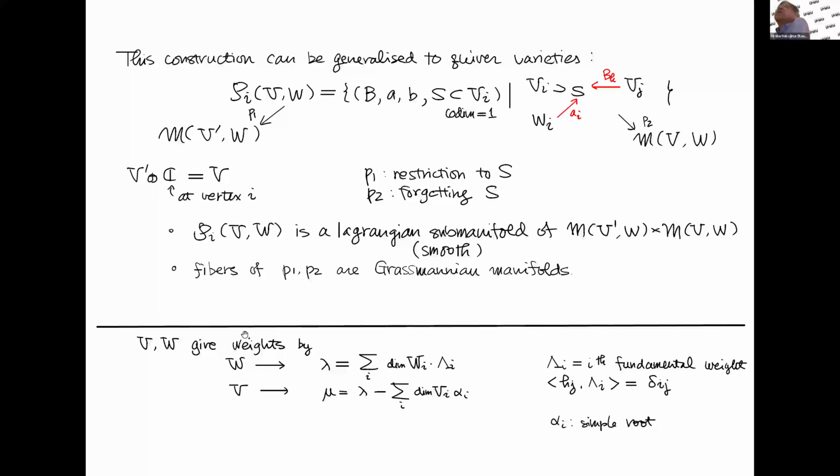Now I prepare the main theorem. So first of all, I need to define the operators corresponding to the Cartan subalgebra. This is just the easy part. So I just assign the weights to V and W in the following way. For W's, I consider the dominant weight lambda given by this formula. This large Lambda_I is the I-th fundamental weight. And this mu is given by V by this formula, lambda minus the sum over dimension V_I times alpha_I. Alpha_I is the simple root. So starting from W and V, I define two weights. Lambda is the highest weight, and this mu is the weight, as in the example of the cotangent bundle. And it will be so also in the case of more general quiver varieties.